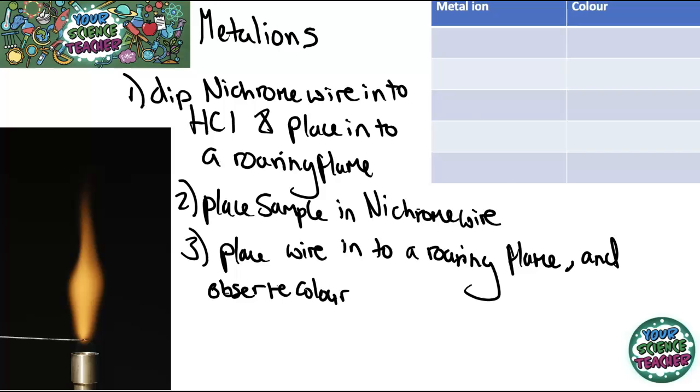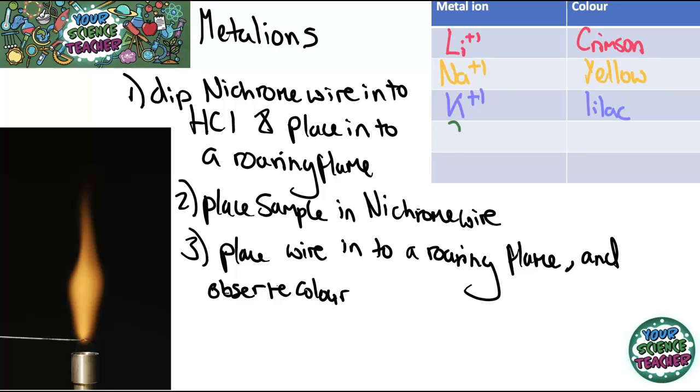So, if my compound contains the metal ion lithium, what I should observe is a crimson colour. Now you have to use these words in your GCSE. Make sure you're using lithium is crimson. Next up we have sodium, which produces a yellow flame. After sodium we have my favourite, which is potassium, which produces a lilac flame.